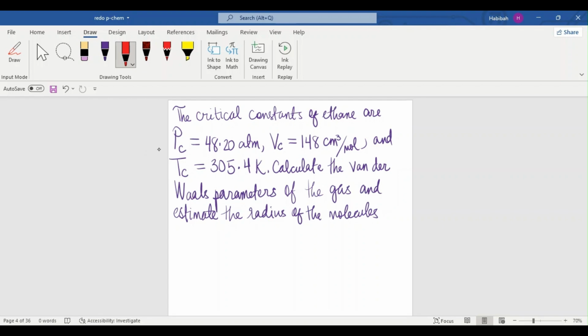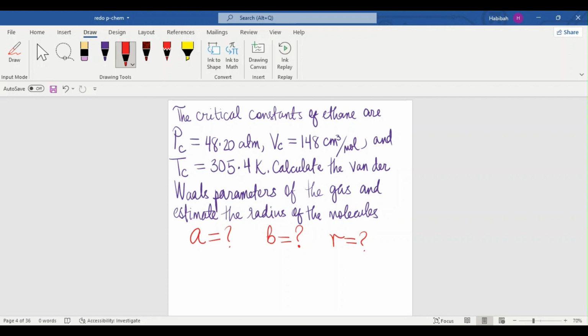So PC represents the critical pressure. VC represents the critical volume, or you can say the critical molar volume because it's centimeter cube per mole that you're given. And then TC represents the critical temperature. From this information, we're asked to calculate the van der Waals parameters. So A is the van der Waals parameter for attractive forces, and then you have B, the van der Waals parameter for excluded volume. And then, of course, we're told to find the radius of the molecule. So that is simply R.